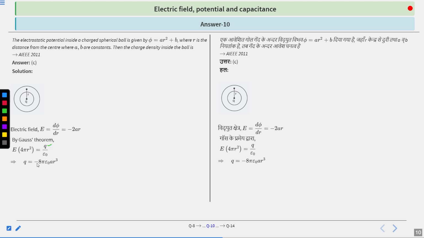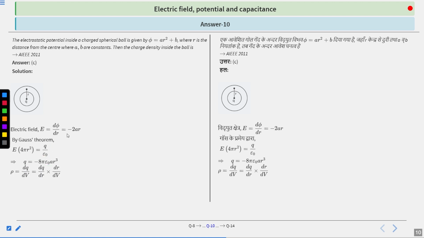So Q is equal to minus 8 pi epsilon naught a r cube. And how does this term become this? Here it is minus 2ar, and by calculating numerically, you will get this term.